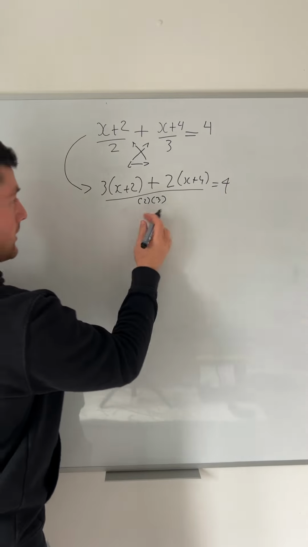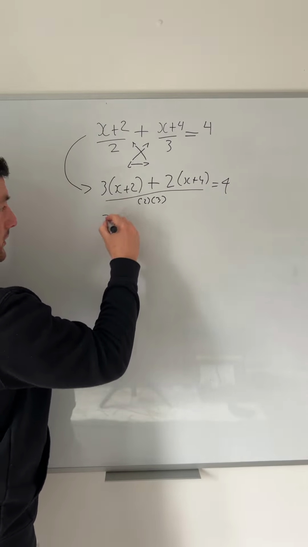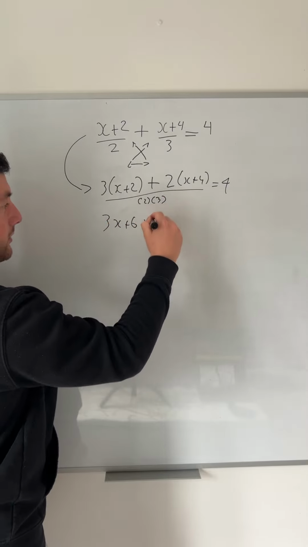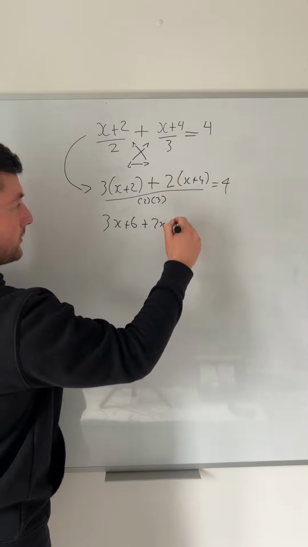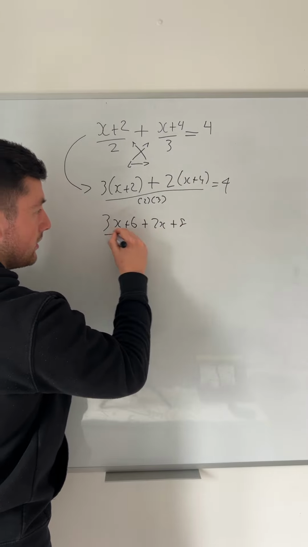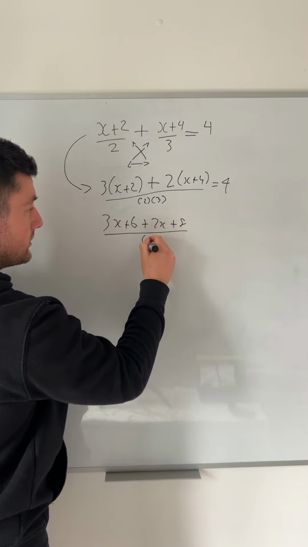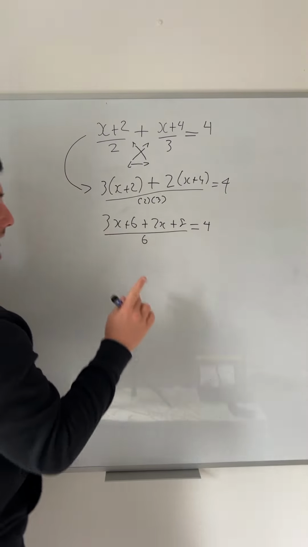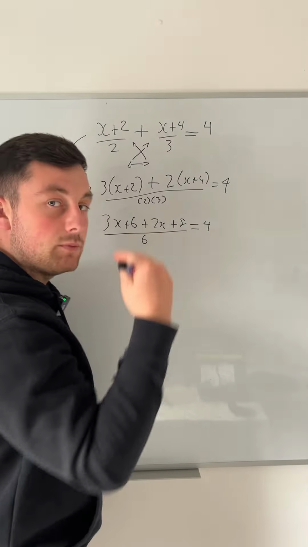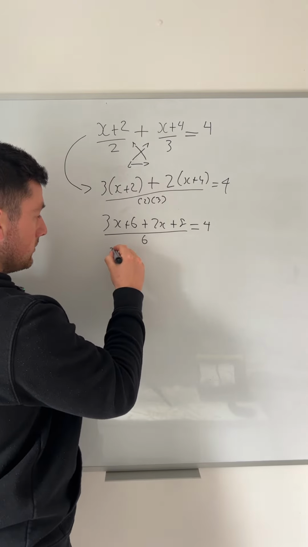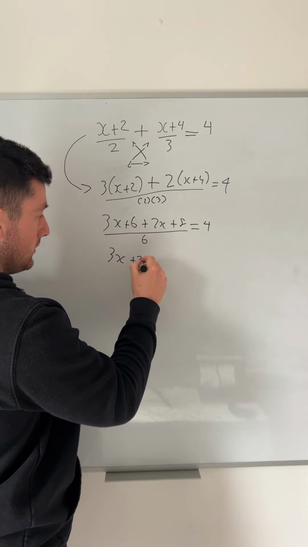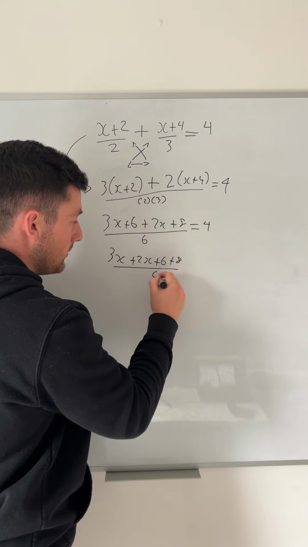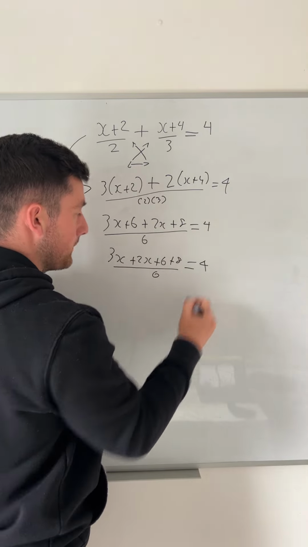So multiplying out the brackets on top, we get 3x plus 6, plus 2 times x is 2x, and then 2 times 4 is plus 8, all divided by 2 times 3, which is 6, is of course still equal to 4. Now the first thing is that we'll group everything on top and then we can add them together. So we have 3x plus 2x plus 6 plus 8, all divided by 6, is still equal to 4.